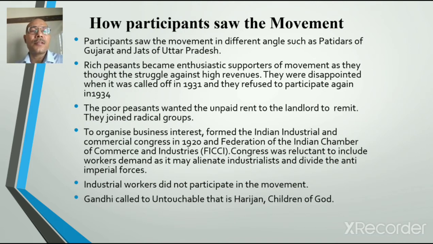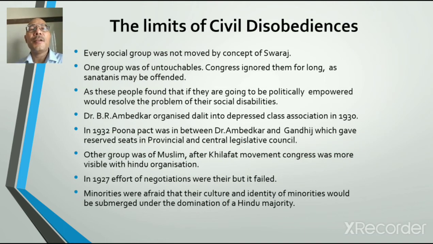Gandhiji called untouchables, that is Harijan, the children of God. The limit of civil disobedience: every social group was not moved by the concept of Swaraj. One group was of untouchables. Congress ignored them from the very beginning, as Sanatanis may be offended, as upper caste Brahmins may be offended. And because of that, these people found that if they are politically empowered, that will resolve the problem of their social disability. Because of that, Dr. B.R. Ambedkar organized Dalits into the Depressed Classes Association in 1930.